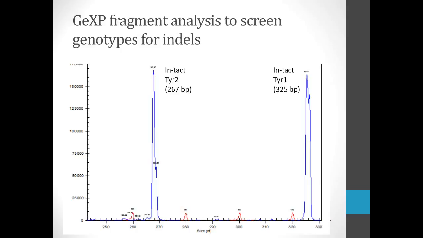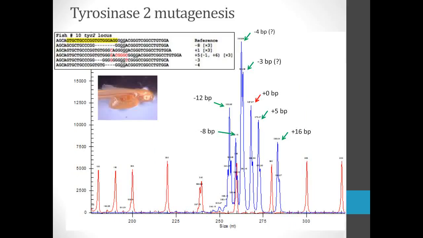There are two peaks representing two amplicons, one for tyrosinase 1 and one for tyrosinase 2. So we had essentially four primers in this multiplex, a forward and reverse for the tyrosinase 1 and a forward and reverse for the tyrosinase 2. So we get two peaks indicating the intact gene because this was a wild-type fish. This next chromatogram is from a fish that had the tyrosinase 2 knockout, and the phenotype and genotype are shown at the top of the graph.